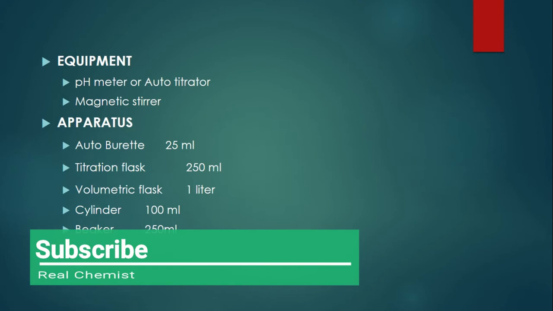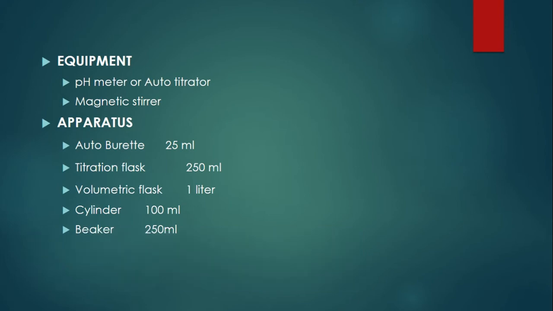So what is the equipment required for alkalinity measurement? The first one is a pH meter or autotitrator, and the second one is a magnetic stirrer. What apparatus is required for alkalinity measurement? Autoburette, conical flask, volumetric flask, measuring cylinders, and beakers.